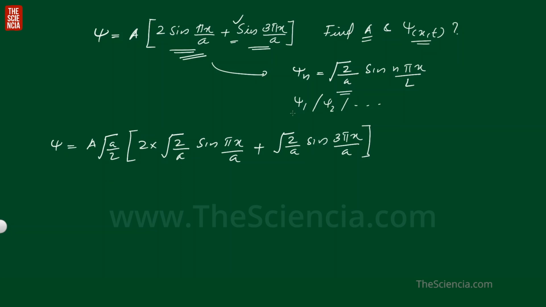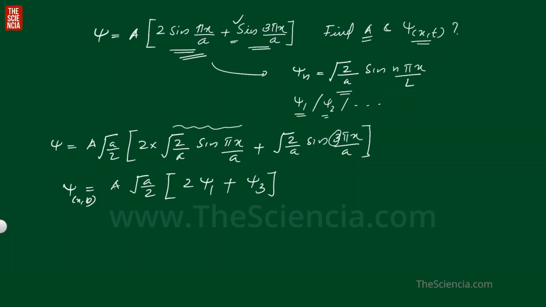Now we can rewrite this wave function in the form of psi 1, psi 2, psi 3, etc. That is, psi is equal to a root a by 2 into 2 into this term. This term is nothing but, see, n value is 1, right? So we get a into psi 1 plus, here the n value is 3, that is psi 3. So we got the wave function at time t equal to 0.